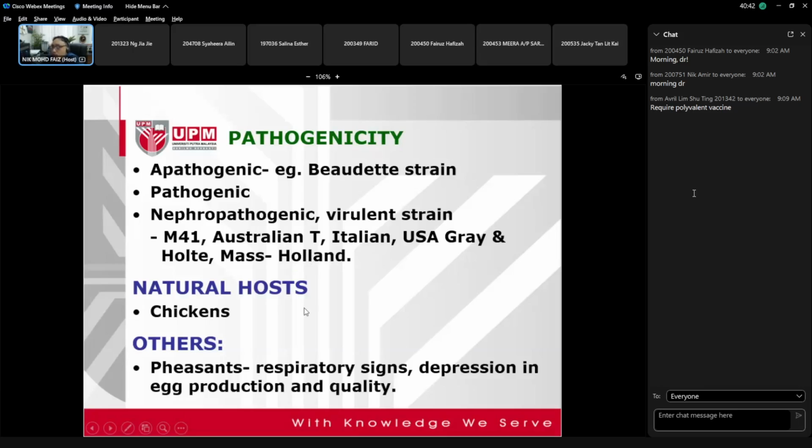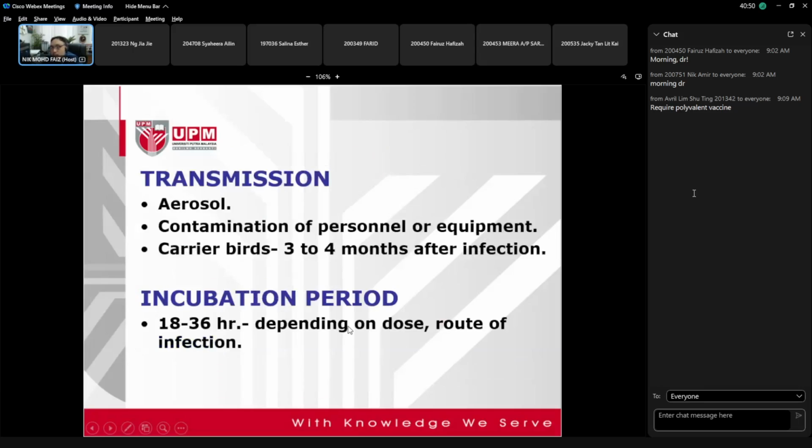The natural host for this virus is chickens, and it can also infect other animals, like pigeons. The transmission for this virus is through aerosol. So basically, direct contact, airborne, contamination of personnel or equipment, fomites, and carrier birds 3 to 4 months after infection. Usually, the bird can still shed the virus. It's like us also. Even though we are vaccinated, after we get infected, we can have some chances to spread the virus to others if they are not vaccinated.